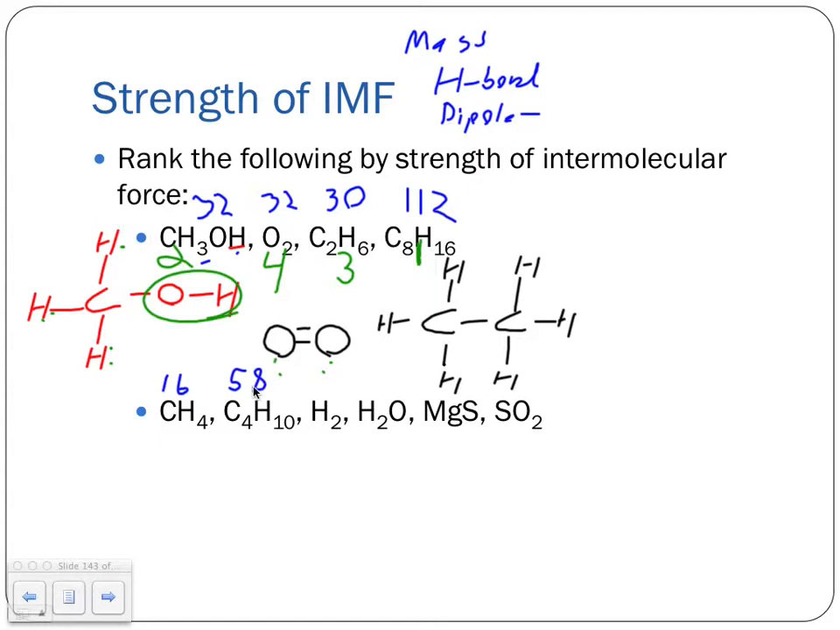So 58 for that one. H2 is 2 hydrogens. That's just going to be 2. H2O is 2 hydrogens, 1 oxygen. Oxygen is 16 plus 2 is 18.